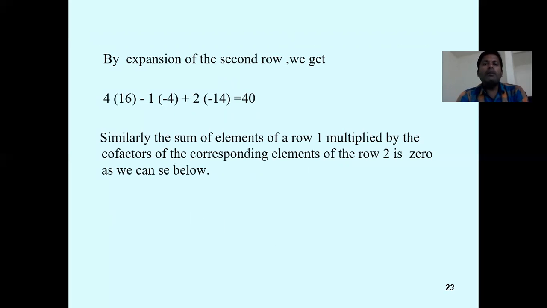Similarly, the sum of elements of row 1 multiplied by the cofactors of the corresponding elements of row 2 is 0. As we can see below, 1 into 16 plus minus 3 into minus 4 plus 2 into minus 14 is equal to 16 plus 12 minus 28, equal to 0.